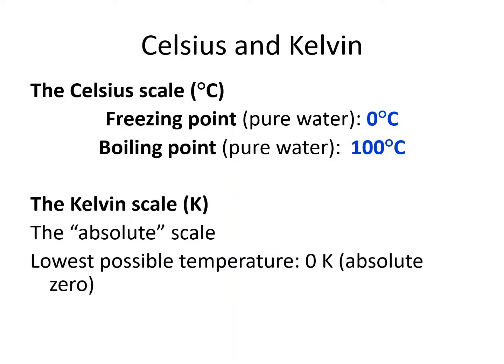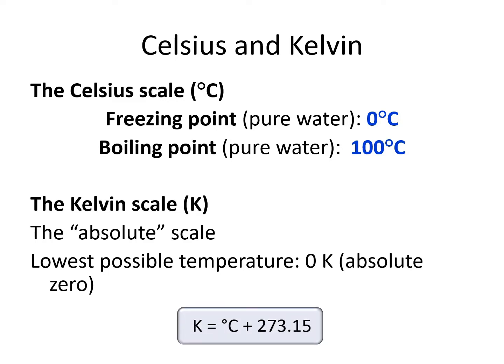The Celsius scale is based on the freezing and boiling points of water. The freezing point of water is 0 degrees on the Celsius scale. The boiling point of water is 100 on the Celsius scale. The Kelvin scale is based on the lowest possible temperature for all substances, which is called absolute zero. Since it is an absolute scale, we do not use a degree symbol in front of the K for Kelvin. We do use a degree symbol in front of the symbols for Celsius and Fahrenheit.